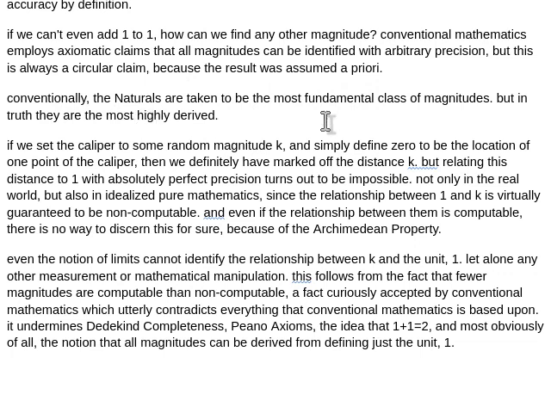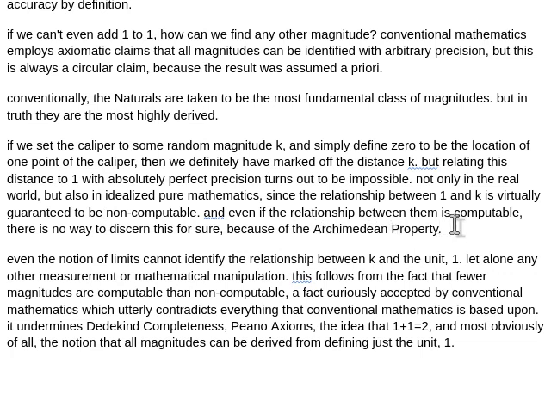Conventionally, the naturals are taken to be the most fundamental class of magnitudes, but in truth, they are the most highly derived. If we set the caliper to some random magnitude k, and simply define 0 to be the location of one point of the caliper, then we definitely have marked off the distance k. But relating this distance to 1 with absolutely perfect precision turns out to be impossible not only in the real world, but also in idealized pure mathematics, since the relationship between 1 and k is virtually guaranteed to be non-computable.